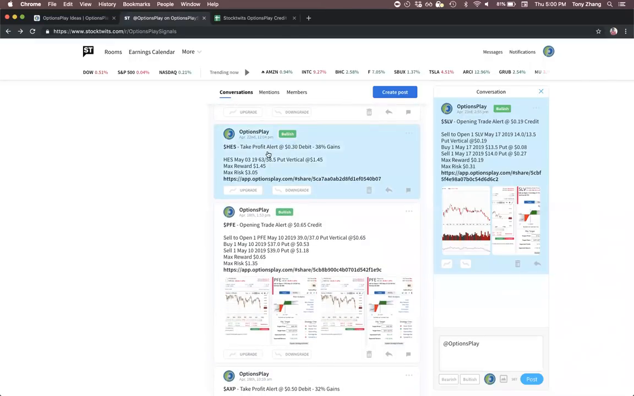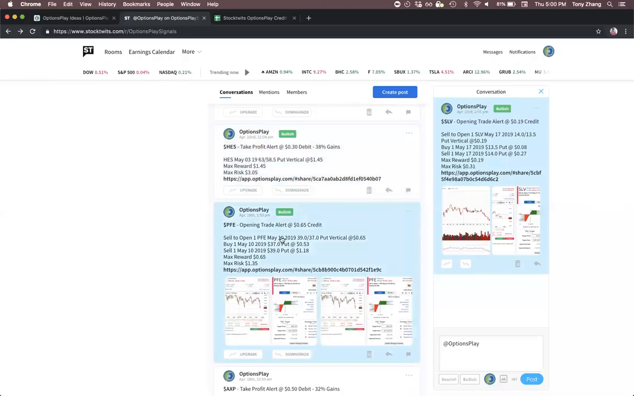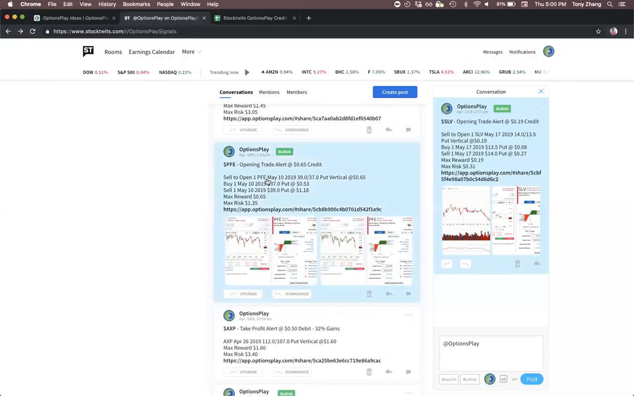Here's a Hess trade the other day that we took profit on. So energy stocks were oversold a couple of weeks ago, and we got into a lot of those stocks and we were able to take profit on that. And this week, or last week, we really sold a lot of healthcare stocks as the markets really sold off, like Pfizer.